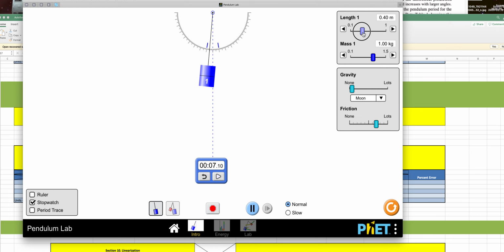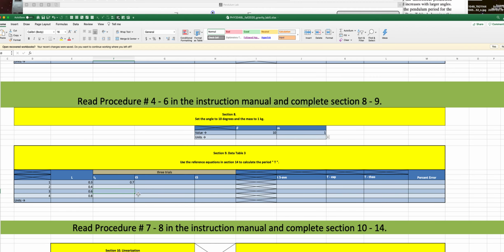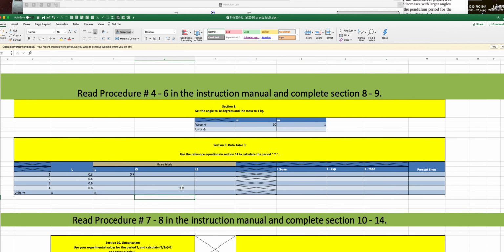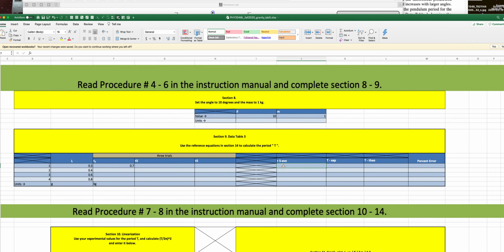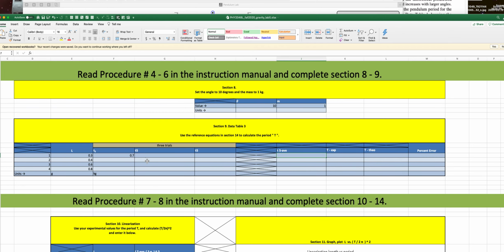You're going to do this experiment for 0.3, and then 0.4, and I believe then 0.6, and then 0.8. So here you're varying the length, and you're keeping the angle the same, 10 degrees, and you're keeping the mass the same at 1 kilogram. And you're going to do the same thing. You're going to get your different trials, and you're going to enter your units for length and your units for time, whatever those are.